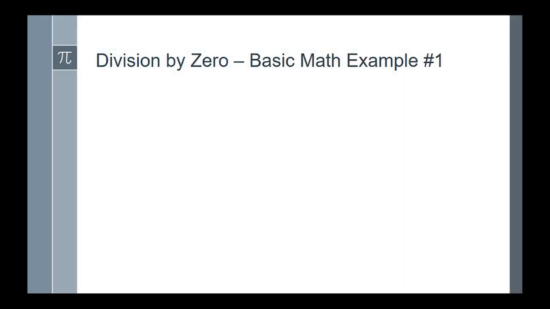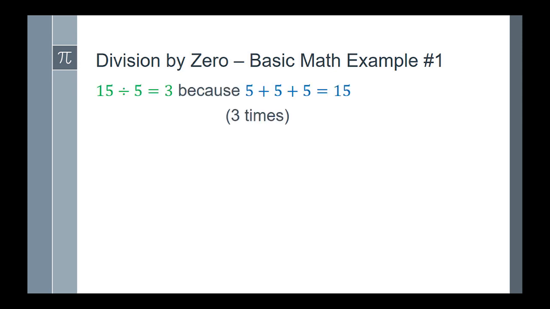So then, to make things even more complicated, now they get into, well, what happens when we try to divide by 0? So we're going to start with some basic math examples, work our way through some algebra examples, and then I'm going to talk about some limits. So just regular math here.